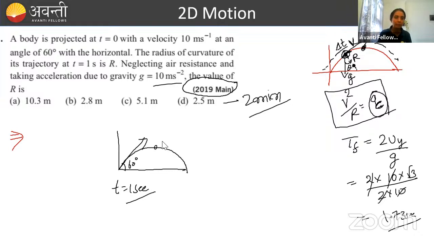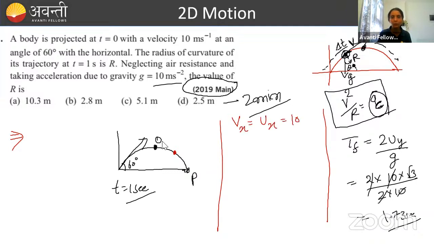So definitely 1 second is more than half of the time of flight. So at half of the time of flight, the projectile will be here. And if the time is more than half of the time of flight, it will be somewhere from O to P, right? So let's take a position. Suppose my projectile is here. Now let's calculate its velocity first. So Vx will be what? That will remain the same as Ux, and that is equal to 10 cos 60. So that is equal to 5, right?